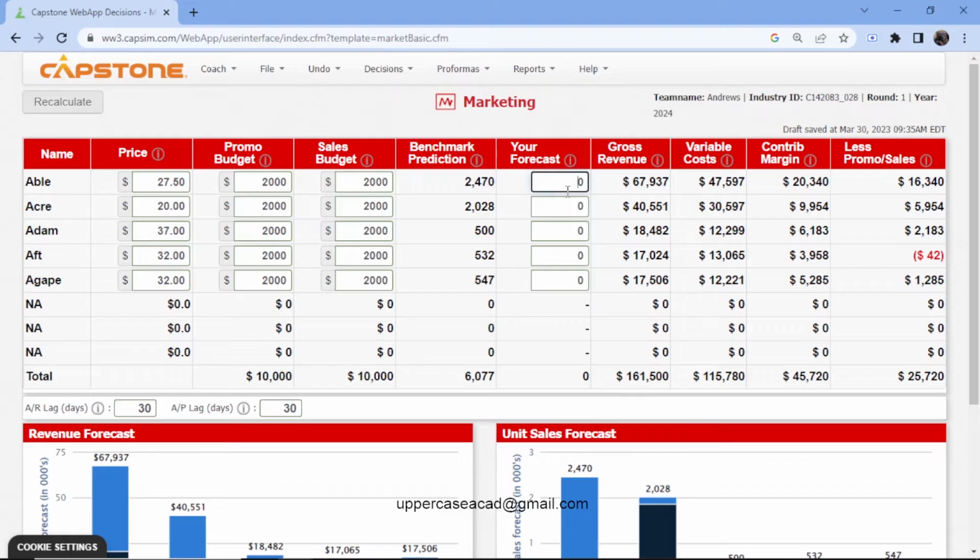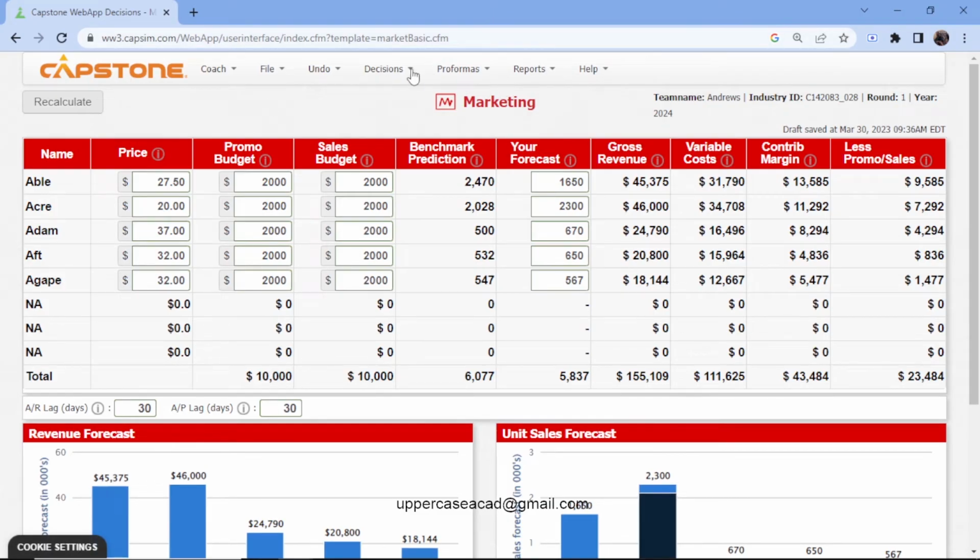In the forecasting, this is where I just focus on the number of products that I believe I can sell in a given year. So for Able, I can sell 1,650 units. Then for Eka I can sell 2,300. Then here I can sell 670. Here I can sell 650. Then here I can sell 567. Then I'll calculate.